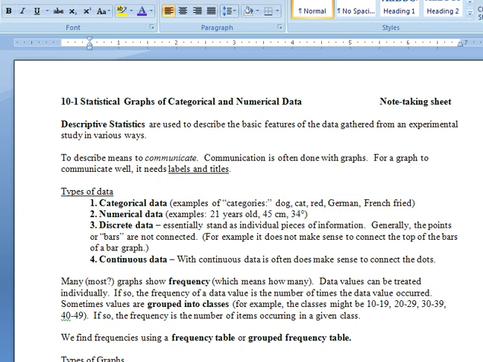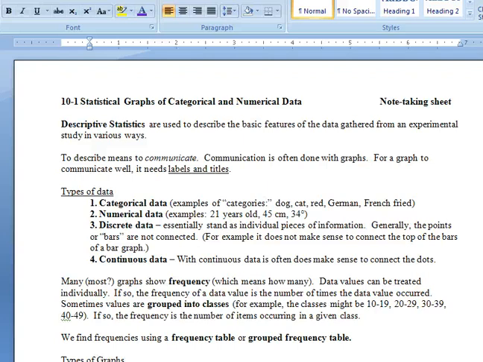As you can see by flipping through this section, we are going to be describing data using graphs. Graphs are a good way to communicate information. It is important in communication to use labels and titles.